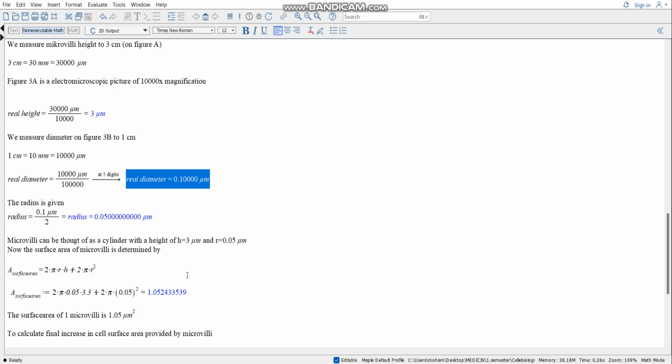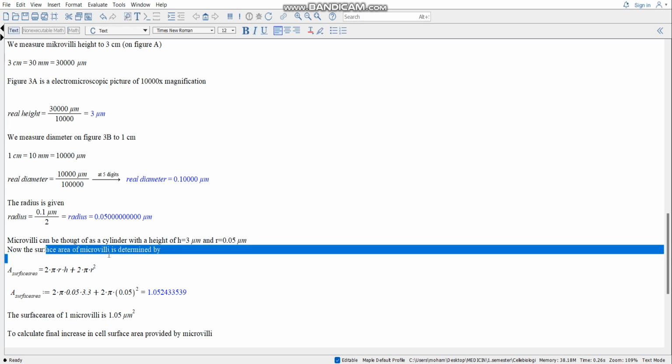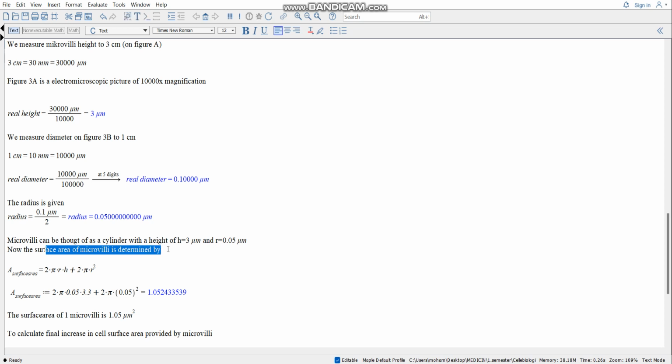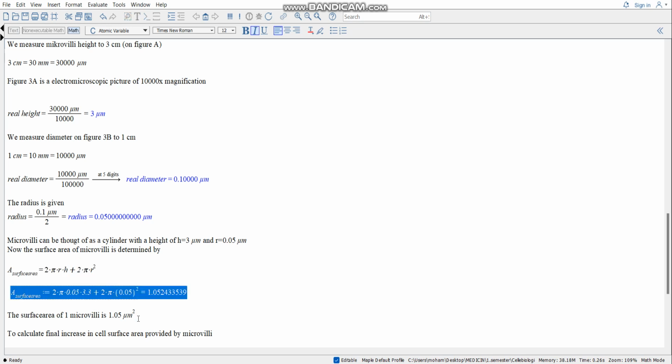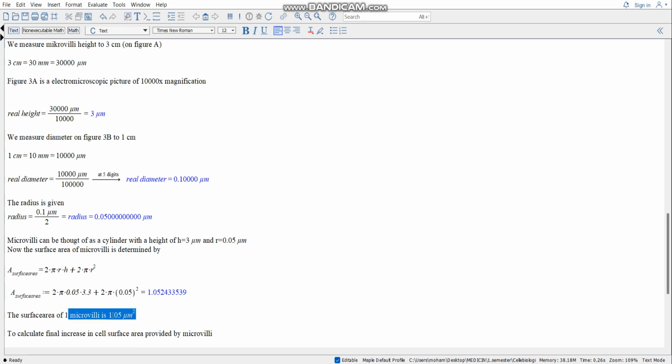Now, I want you to understand that we can think of microvilli to be a cylinder with a height of a specific value and a radius of a specific value, which I've calculated and measured to be this, okay? And since the surface area of a microvilli is determined by this equation right here, we can simply put in our values, and that gives us that the surface area of one microvilli is 1.05 square micrometers, okay?